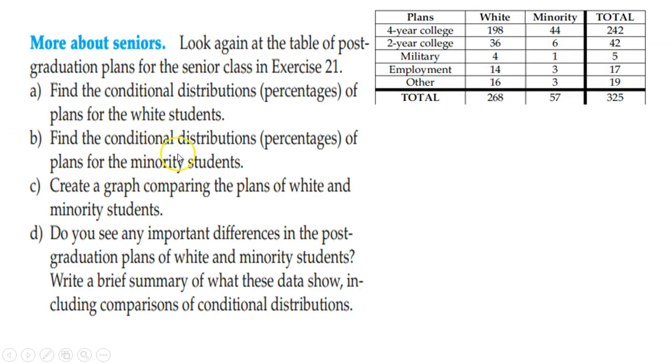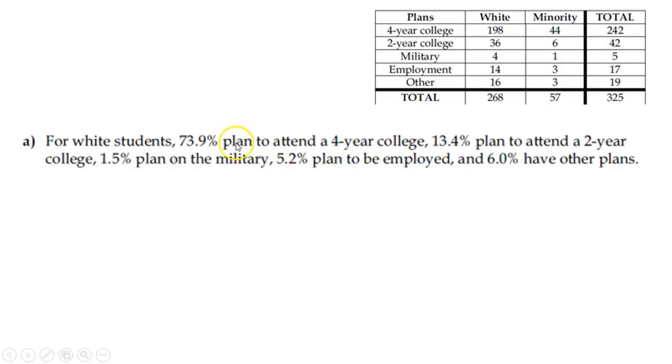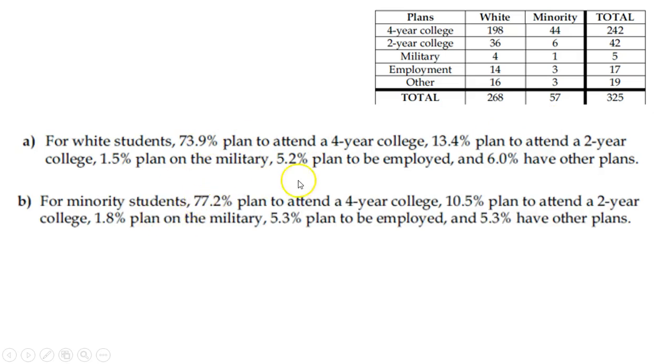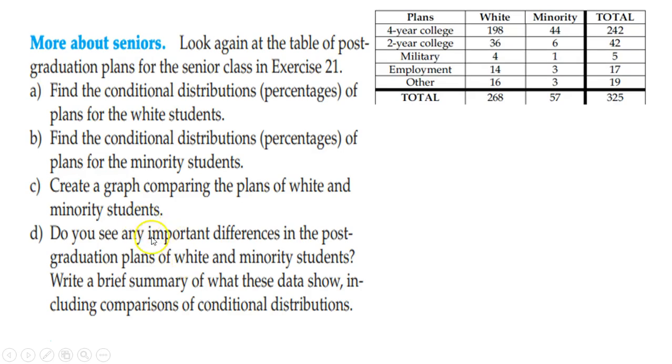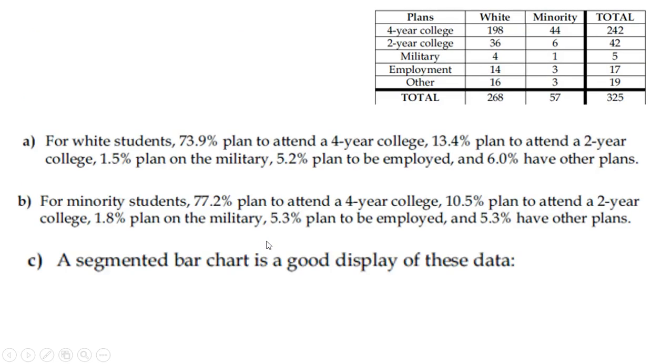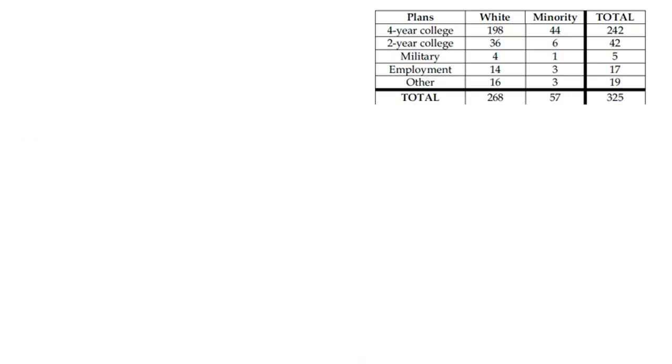Part B says, find the conditional distribution of plans for the minority students. So minority there, 77, 10%, and so on. If you want to pause the video so you can see where each of those is coming from. And then it says create a graph comparing the plans of white and minority students, and do you see any important differences? So let's now take a look at a graph of them.